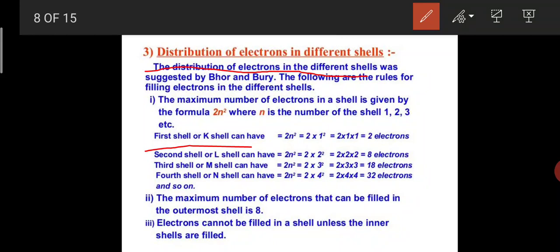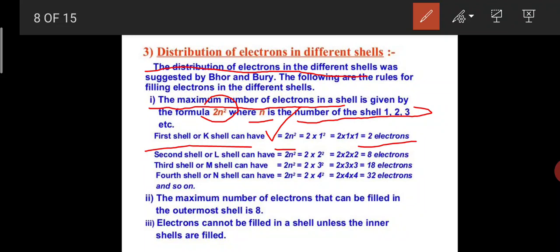The number of electrons that each energy level can hold was first given by Bohr and Bury. Students, listen carefully: the maximum number of electrons in a shell is given by the formula 2n square. What is n? It is the number of the shell: 1, 2, 3. So for the first shell, K, n is equal to 1, so in the K shell the number of electrons is 2.